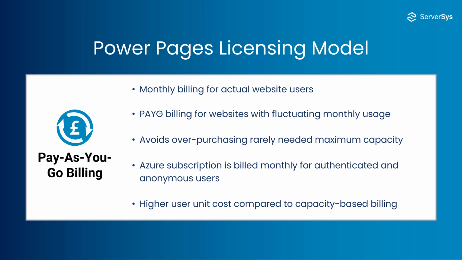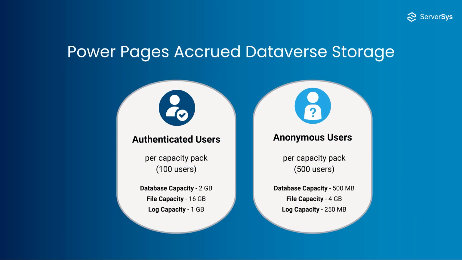When you choose pay-as-you-go billing, your organization's Azure subscription is billed monthly for the total authenticated and anonymous users that visit your website. However, compared to the default capacity-based billing for Power Pages, pay-as-you-go does have a higher unit price for each website user, which makes this option less attractive if sites have predictable traffic levels with few monthly fluctuations. Through our consultancy services, we can help you choose the most cost-effective billing option to ensure you don't pay more than necessary. Power Pages capacity packs also include accrued Dataverse storage.